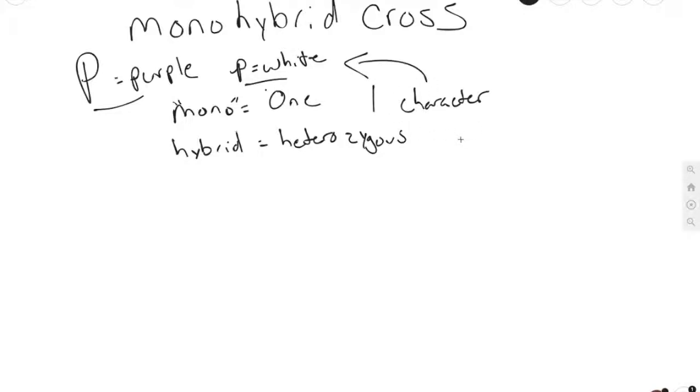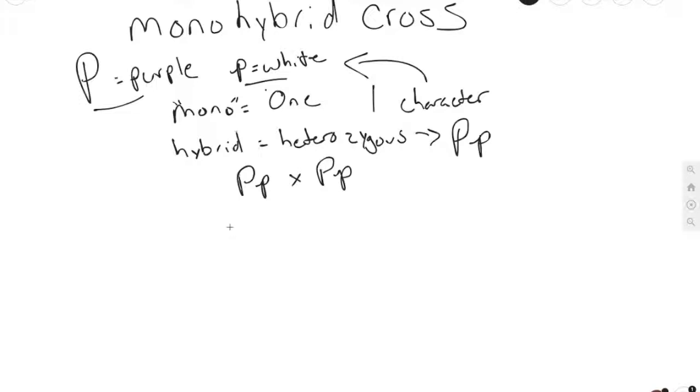So that means that I know the genotype of the parents. They're going to be big P, little p. That is a hybrid. So let's go ahead and look at this cross. Our parents are going to be big P, little p, crossed with big P, little p. We can tell that both of these parents are purple flowering plants, right? As long as you have one capital P, it covers up the lowercase recessive p, and that's going to give them a phenotype of purple.